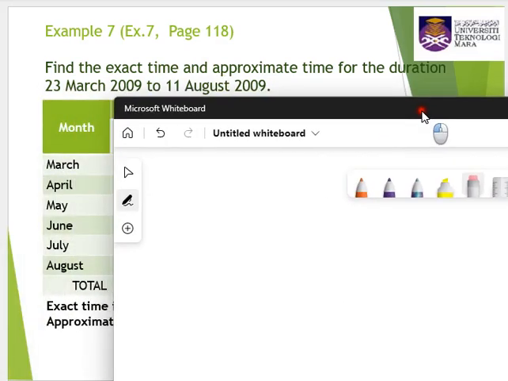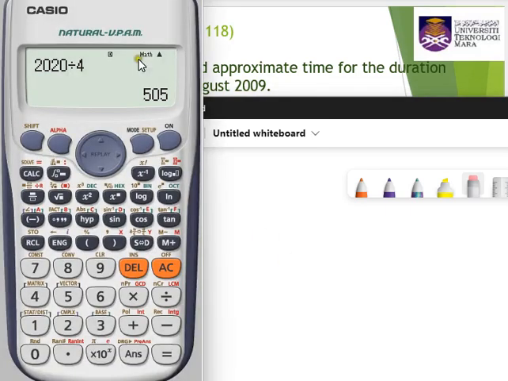First of all, list out all the months: March, April, May, June, July, to August. On March, we start at 23rd of March. But before that, is 2009 a leap year or a non-leap year? How do you know that? Very simple, you just take 2009 and divide by 4. Obviously you have a decimal here, so 2009 is a normal year.